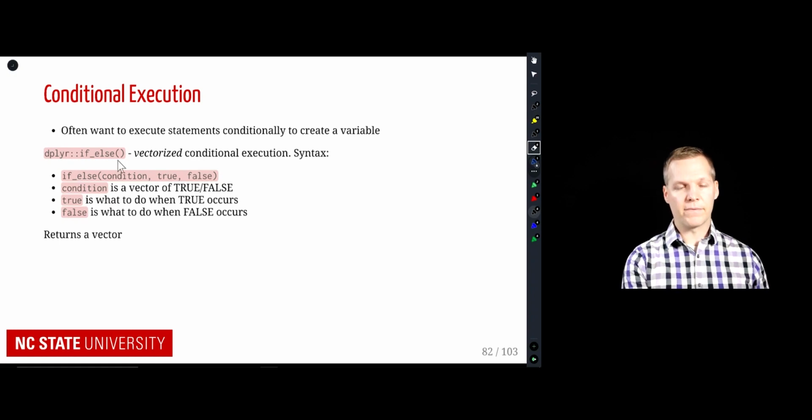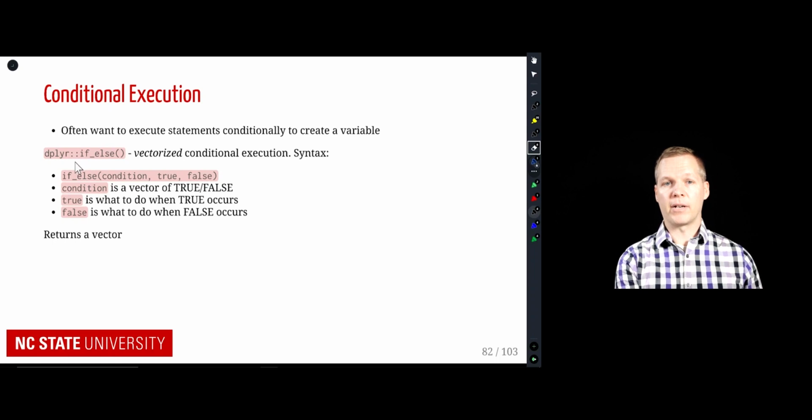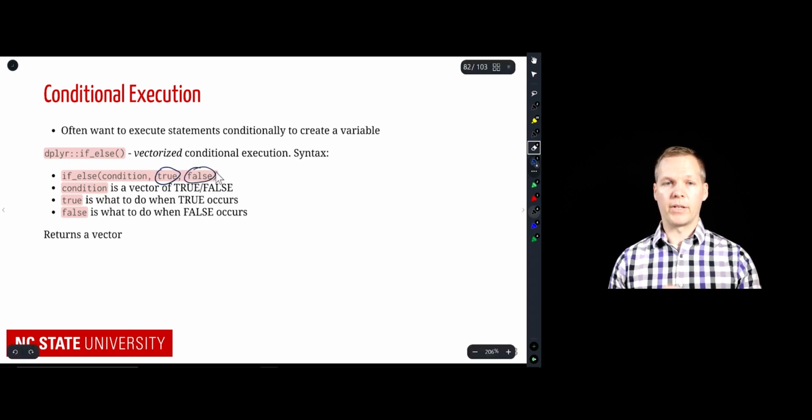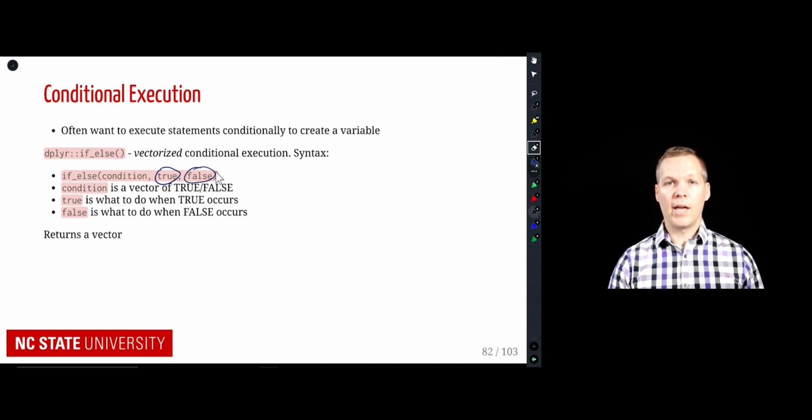And so the if_else function from dplyr is a vectorized version of this conditional execution. This is the syntax for using it. I give it a condition, so a vector of true false values, just like we did when we were filtering or subsetting our rows. And anywhere that returned a true, this code gets executed. And anywhere that returned a false, this code gets executed. So whatever code we put in those different spots. And what it does is it just returns a vector corresponding to those conditional executions.